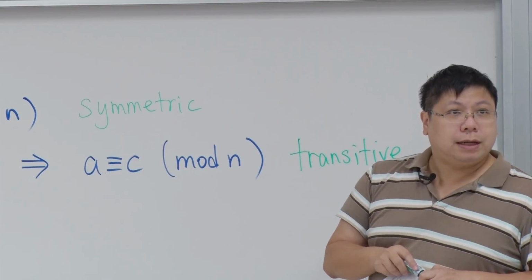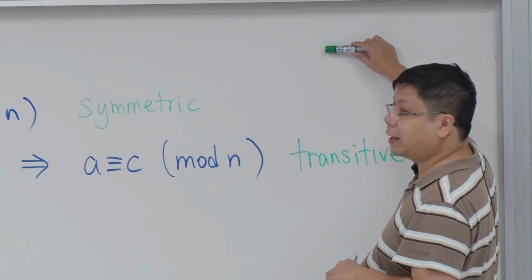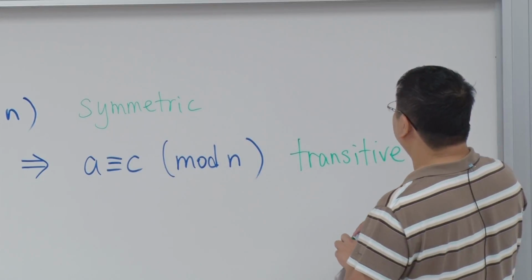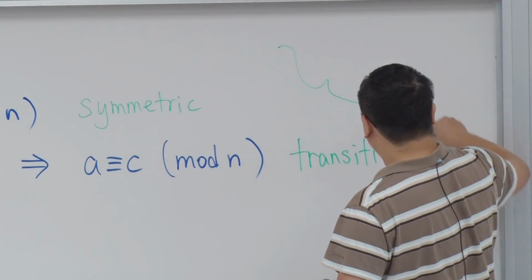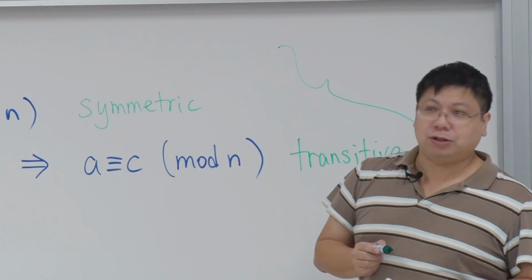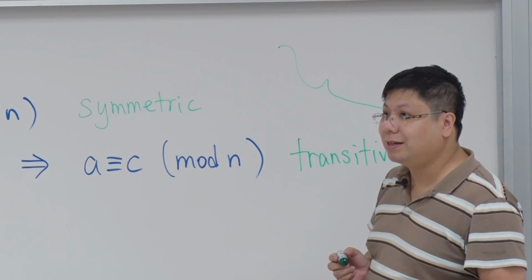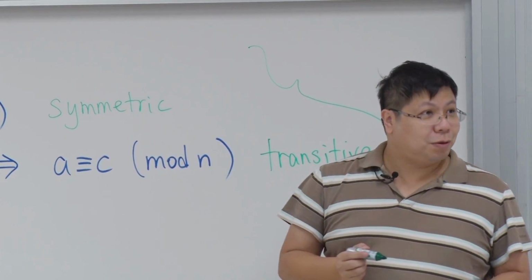And then if a relation has reflexive, symmetric, and transitive properties, then this is a special type of relation. This is called what? Equivalence relation.